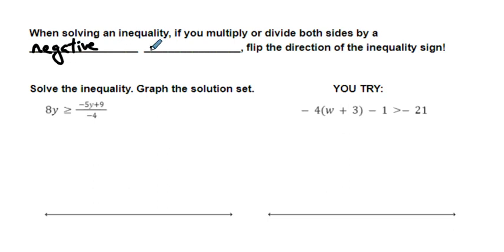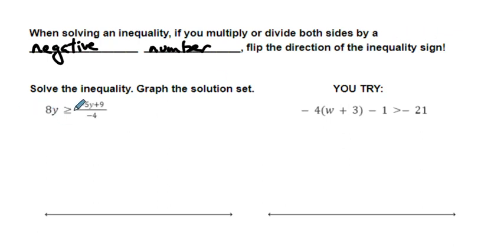All right, negative number. Okay, so whenever you do anything where you're multiplying by a negative, or dividing by a negative, you are going to take that inequality sign and turn it the other way, right? Because if you don't, you'll see that you get an answer that doesn't coincide with the original inequality.